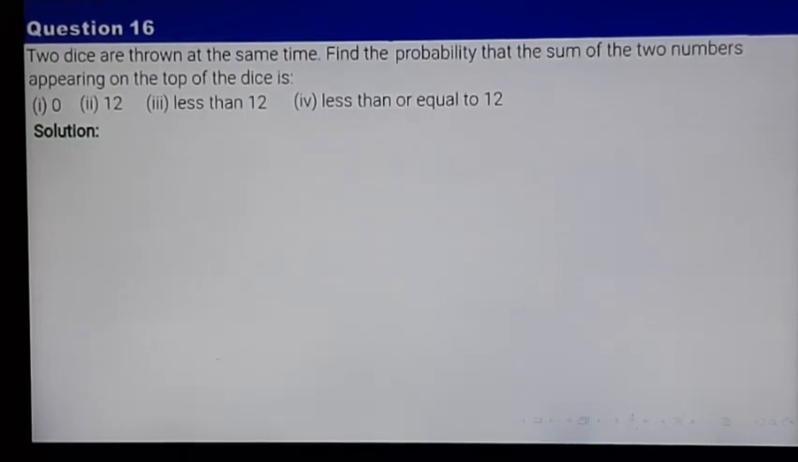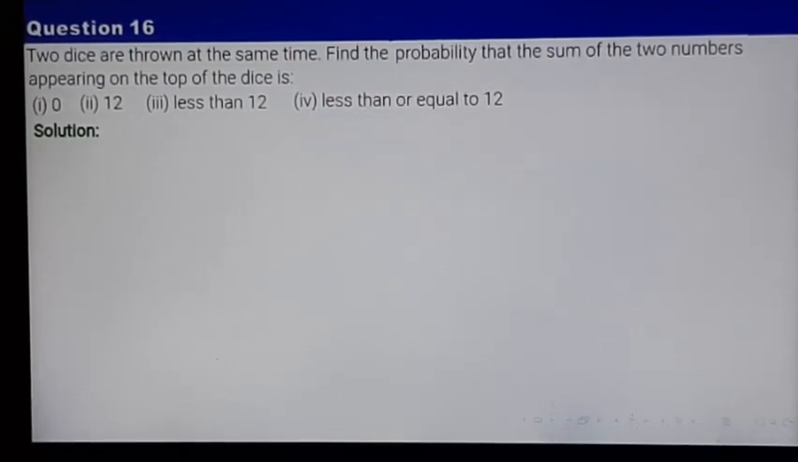So the question says 2 dice are thrown. This time we are not throwing coins, we are throwing dice at the same time. Find the probability that the sum of the 2 numbers appearing on top of the dice is 0, 12, less than 12 and less than or equal to 12.